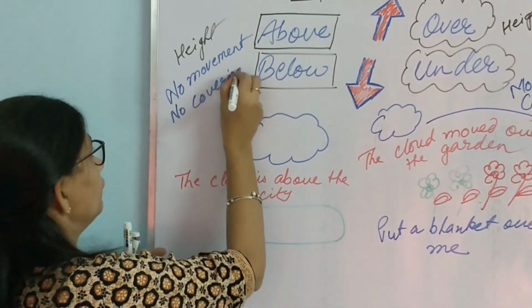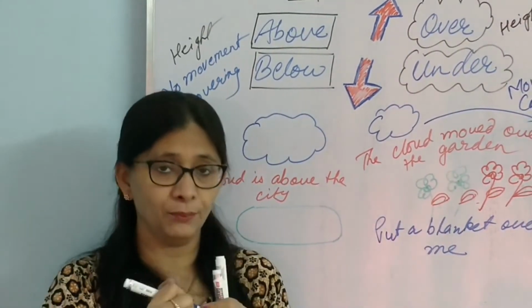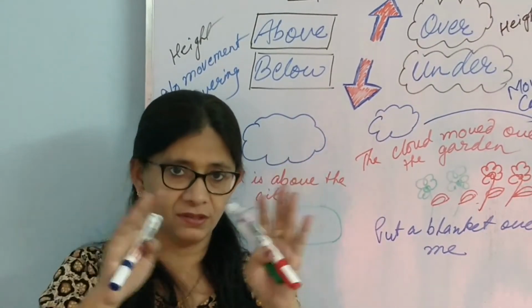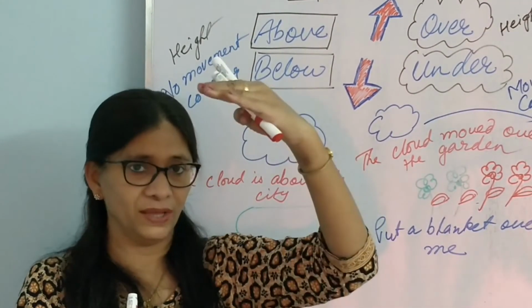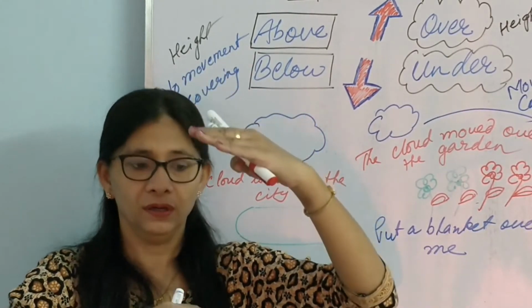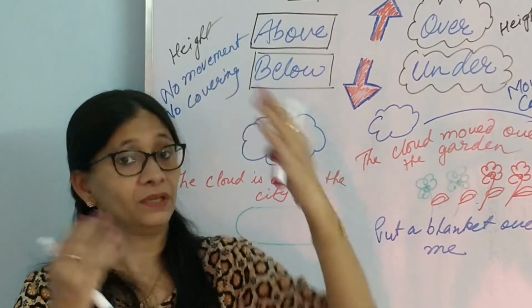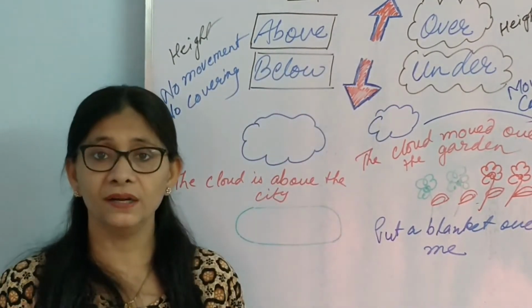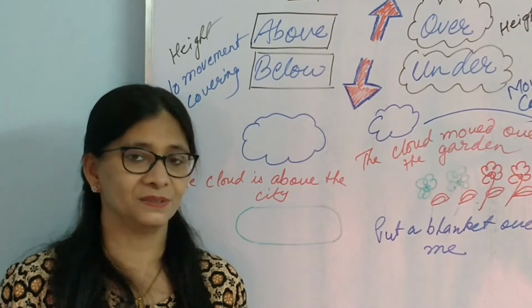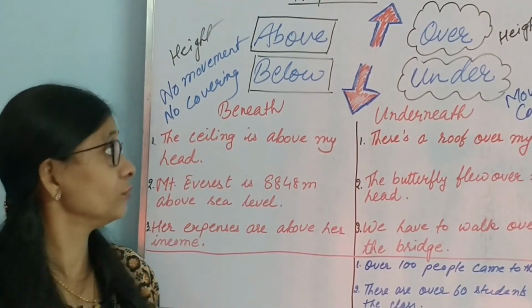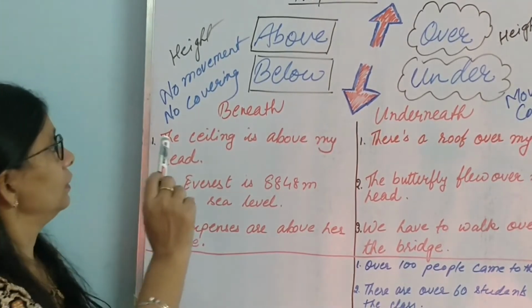But with above there is no covering as such. They both will be of the same height and same expanse. Nobody will be covering anything. They will be maintaining their distance and their individual place, one at the bottom, the other at the top. That's how it is. So let us understand above and over more clearly with the help of a few sentences. Yes, my dear students, so these are the sentences which I'll be talking about. Let's go through them.